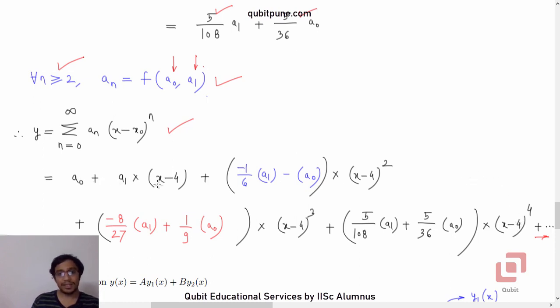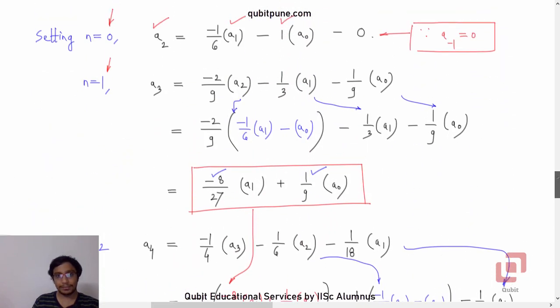So it is a0 plus a1 into x minus 4 plus a2 into x minus 4 to the power 2. And what is a2? It is the one in the blue color here.